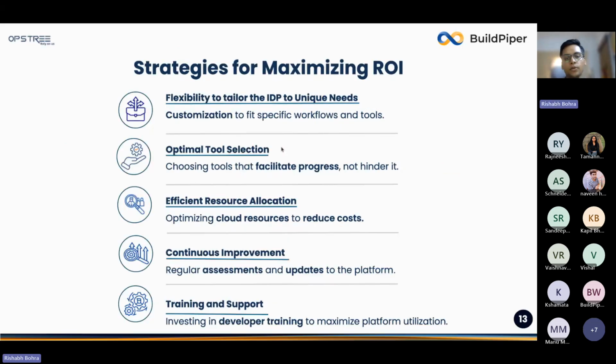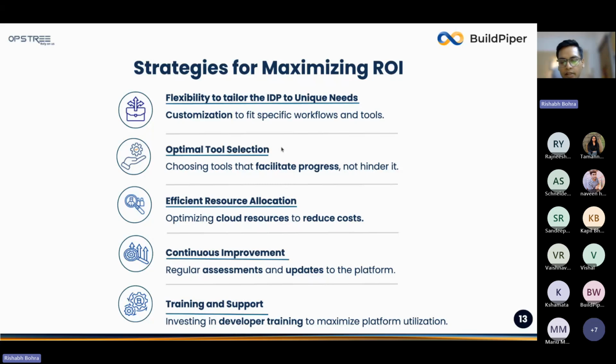Next, let's come to the strategies for maximizing the ROI. Ideally, it should happen via an IDP. And as part of the feature set of the IDP, it needs to be customizable as well. Here are some of the pointers you can see on the screen, of which the first one is the flexibility to tailor the IDP to unique needs, where every organization has a different set of requirements, different standards, different ways of working. In that sense, the platform should be flexible in such a way that there's no hard coding in terms of what you can do and what you cannot do.